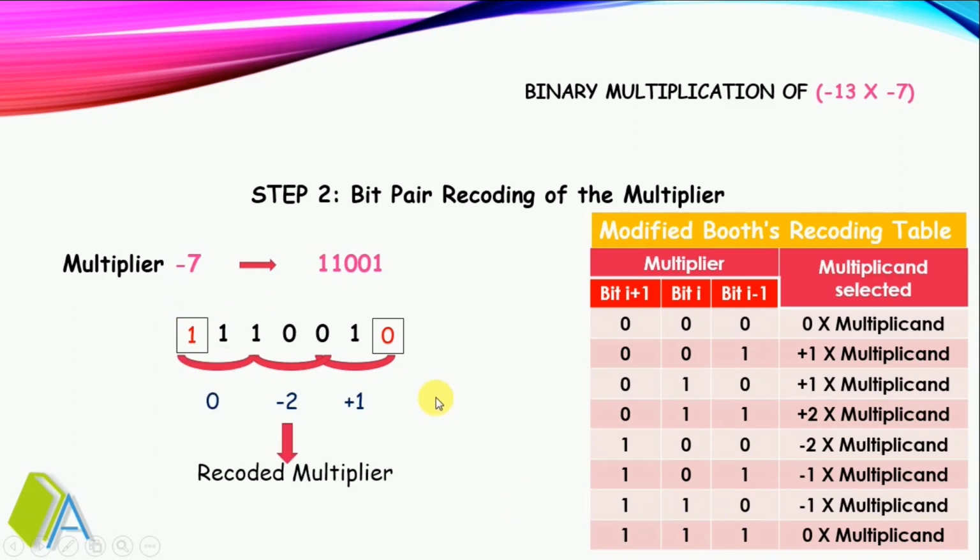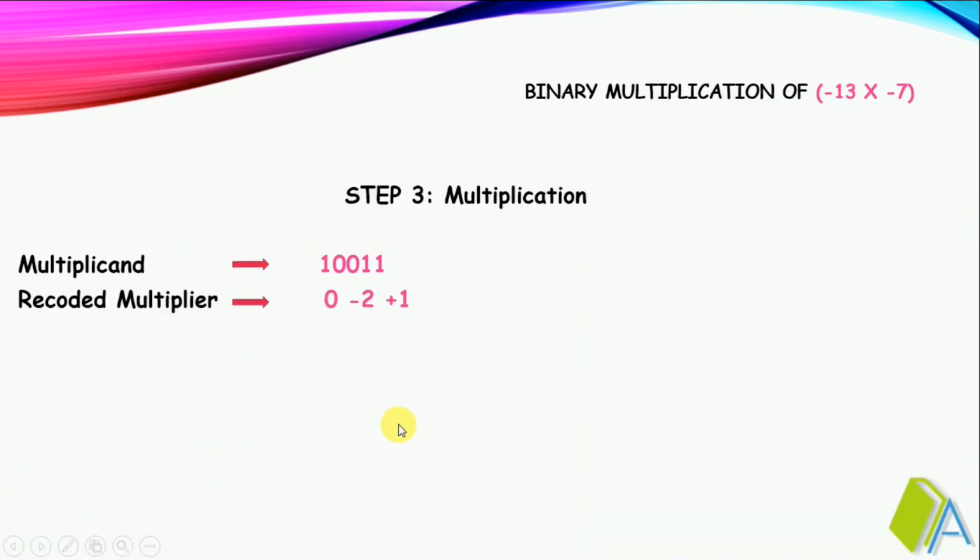So this is my recoded multiplier. Now I have to perform multiplication of minus 13 with respect to the recoded minus 7. Recoded minus 7 is 0, minus 2, plus 1. That is my next step. So this is my 2's complemented version of minus 13. So this is the recoded version of minus 7.